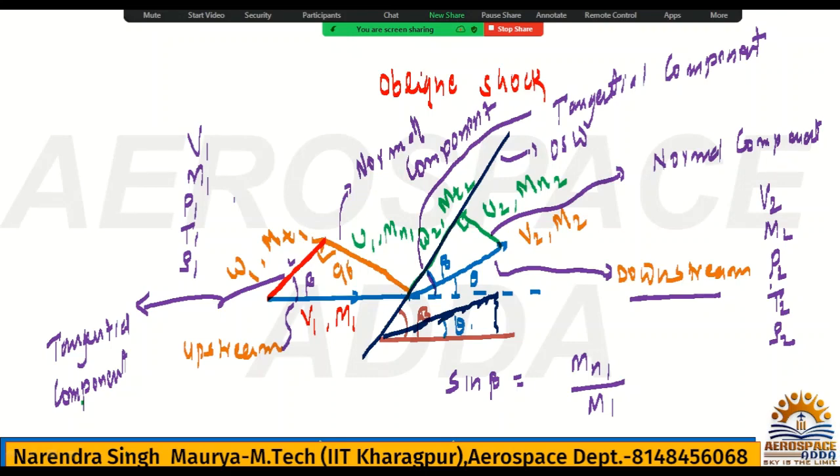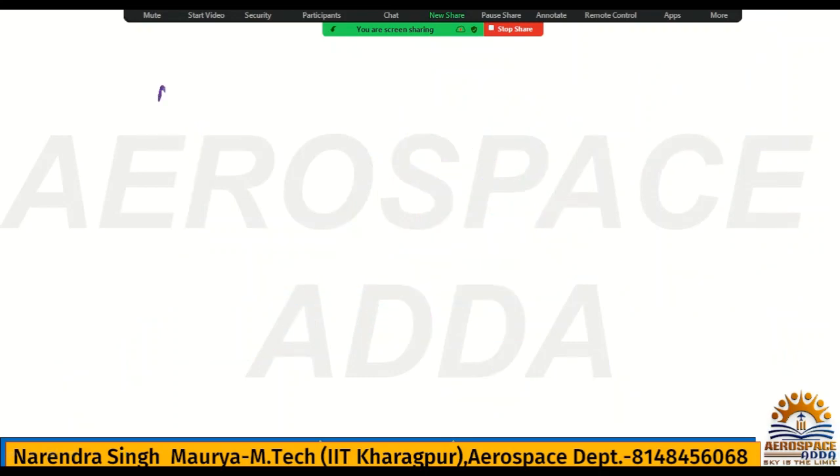It will be Mn1. This will be perpendicular, and this is exactly 90 degrees. So the triangle law you can apply. It is a right angle. Yes or no? So Mn1 divided by M1, that is the sine beta. So what is the Mn1? Mn1 will be M1 sine beta.